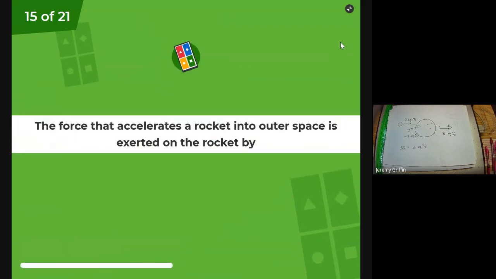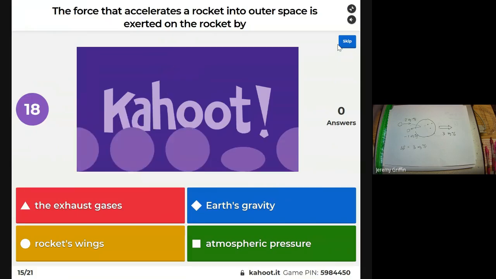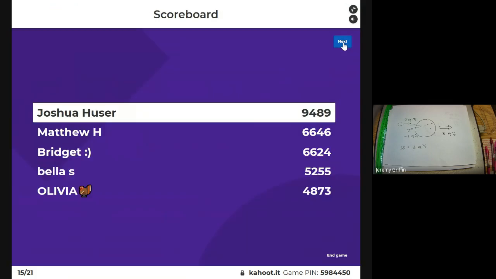The force that accelerates a rocket into outer space is exerted on the rocket by the exhaust gases. Everybody just pick exhaust gases. Gases go one way, the rocket goes the other way. Next.